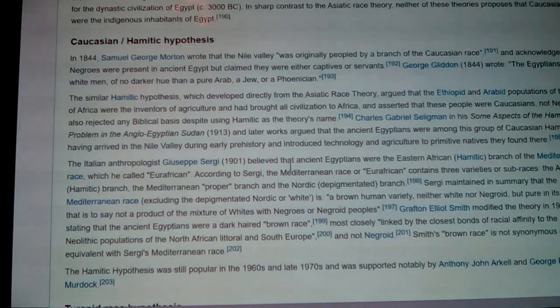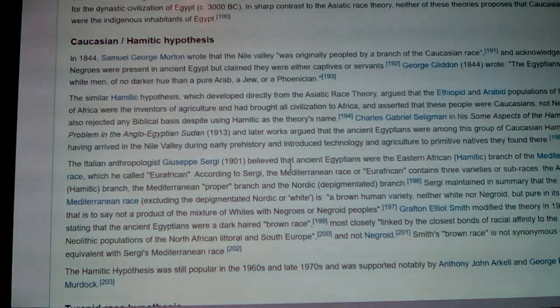There were also Caucasians. The Italian anthropologist Giuseppe Sergi believed that ancient Egyptians were the Eastern African Hamitic branch of the Mediterranean race, which he called Eurafrican. According to Sergi, the Mediterranean race, or Eurafrican, contains three varieties or subraces: the African Hamitic branch, the Mediterranean proper branch, and the Nordic depigmented branch, all here in North Africa and Egypt.